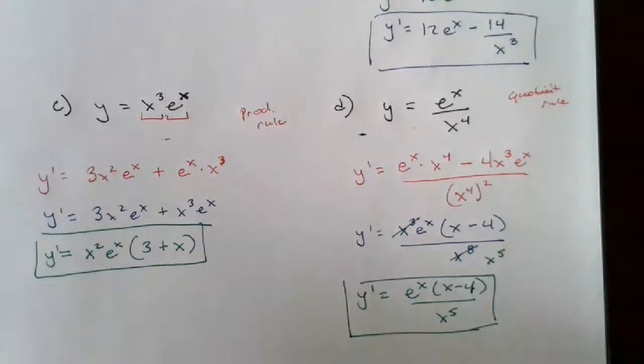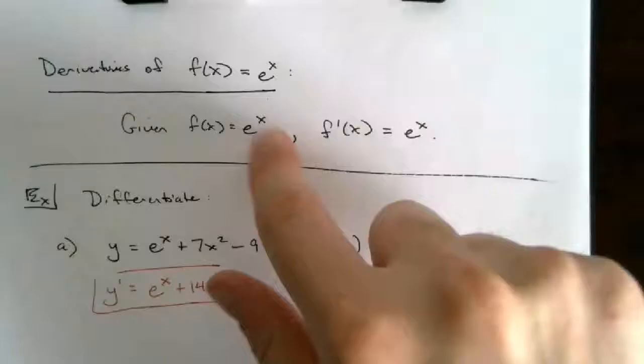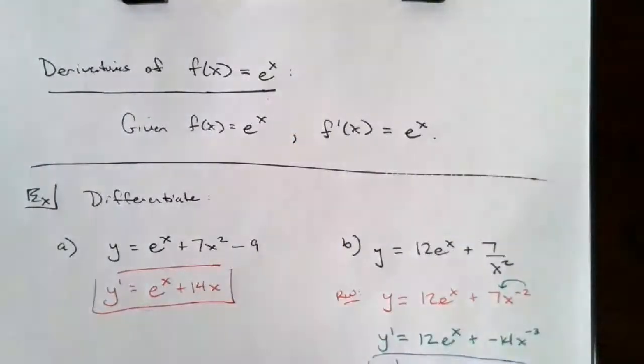Alright, so those were problems that involve derivatives of just e to the x. The next thing we'll talk about is what if, instead of this being e to the x, it's e to some other functional power. So it's really a variation of chain rule. This is chain rule for exponentials. And we'll talk about it here.